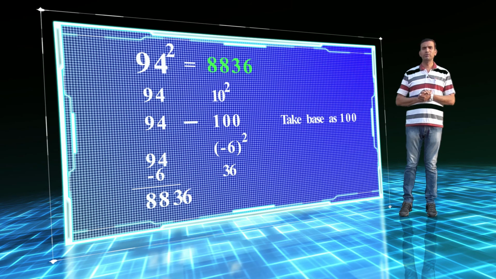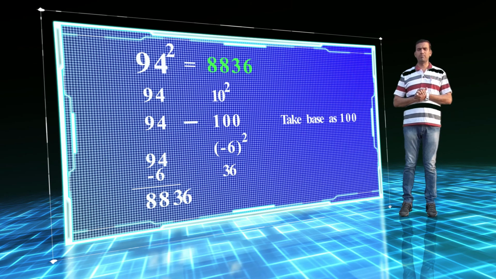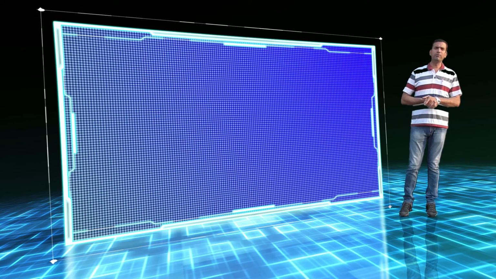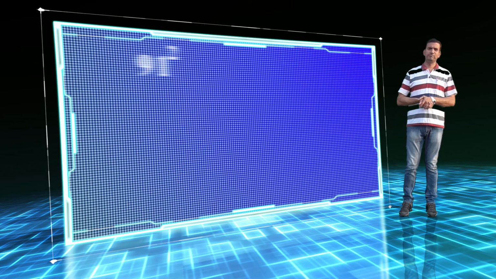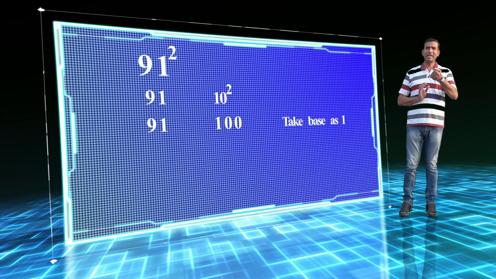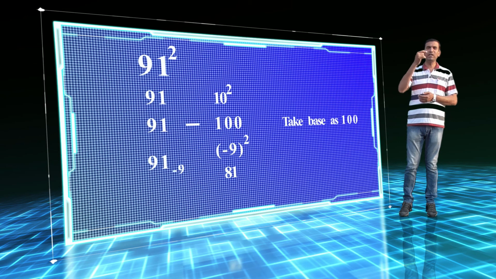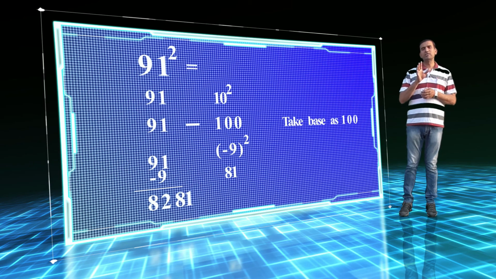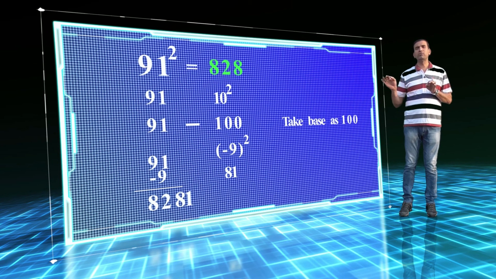Is it clear to you? Okay, I'll give you another example. Let us suppose instead of 94, let it be 91. Again, we take the base as 10 squared, that equals 100. Now here the gap is minus 9. Minus 9 squared is 81. And the second part is 91 minus 9, which is 82. So 91 squared is 8281. Isn't it easy? Quite easy. Everybody can try.